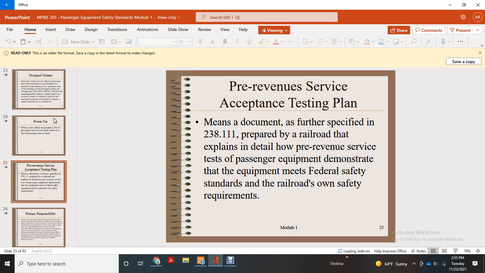Pre-revenue service acceptance testing plan means the document further specified in 238.111, prepared by a railroad, explaining in detail how pre-revenue service tests of the passenger equipment demonstrate that the equipment meets the federal safety standards and the railroad's own safety requirements.